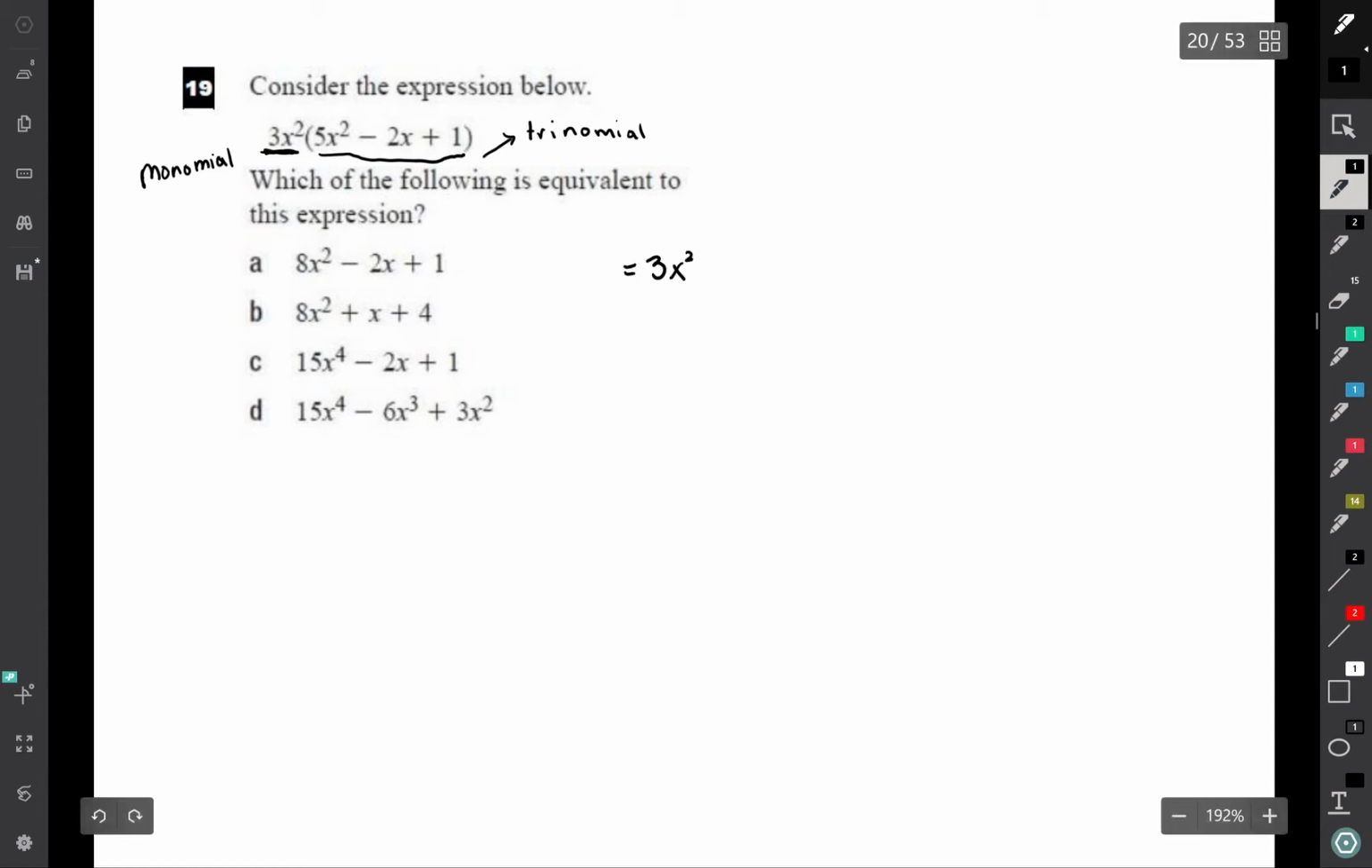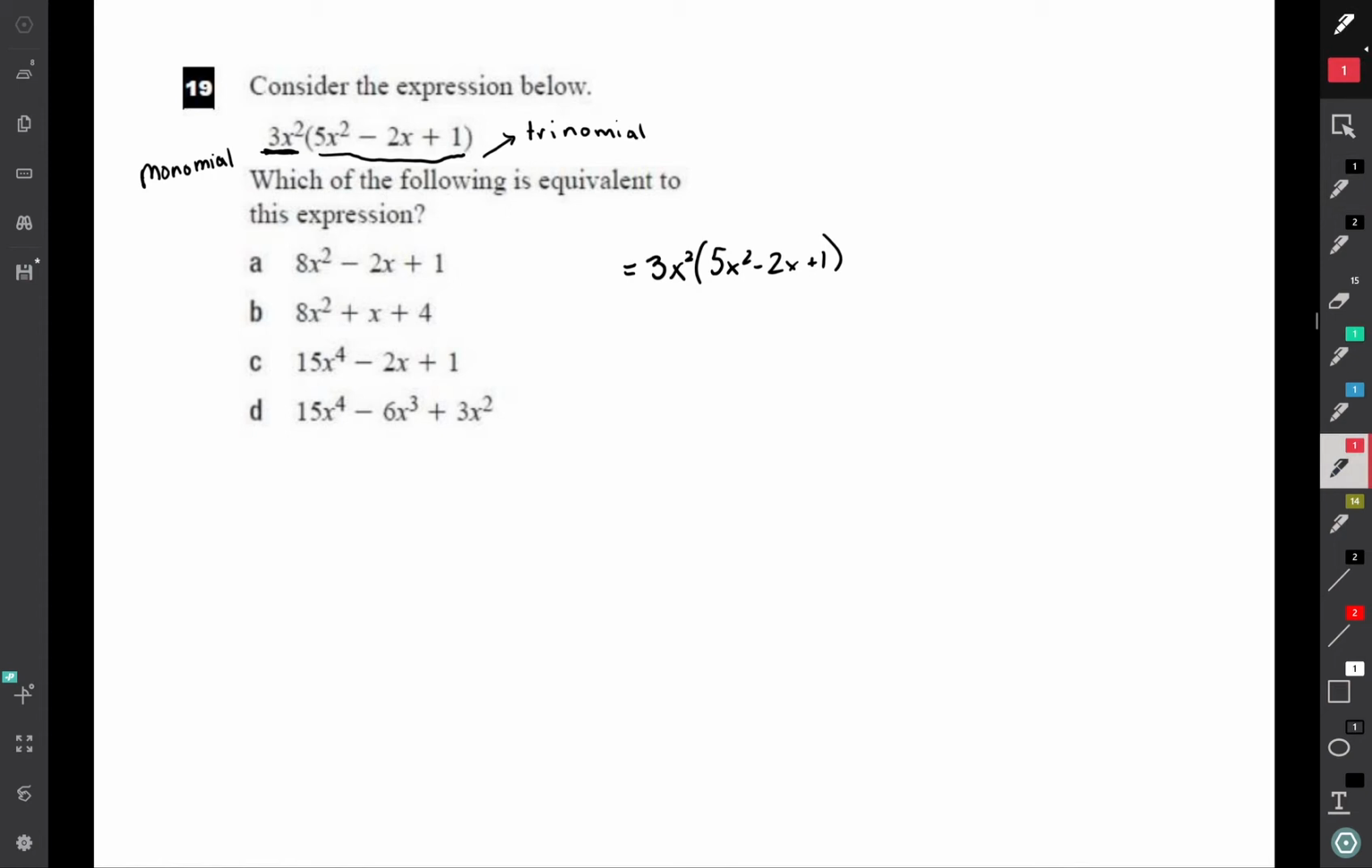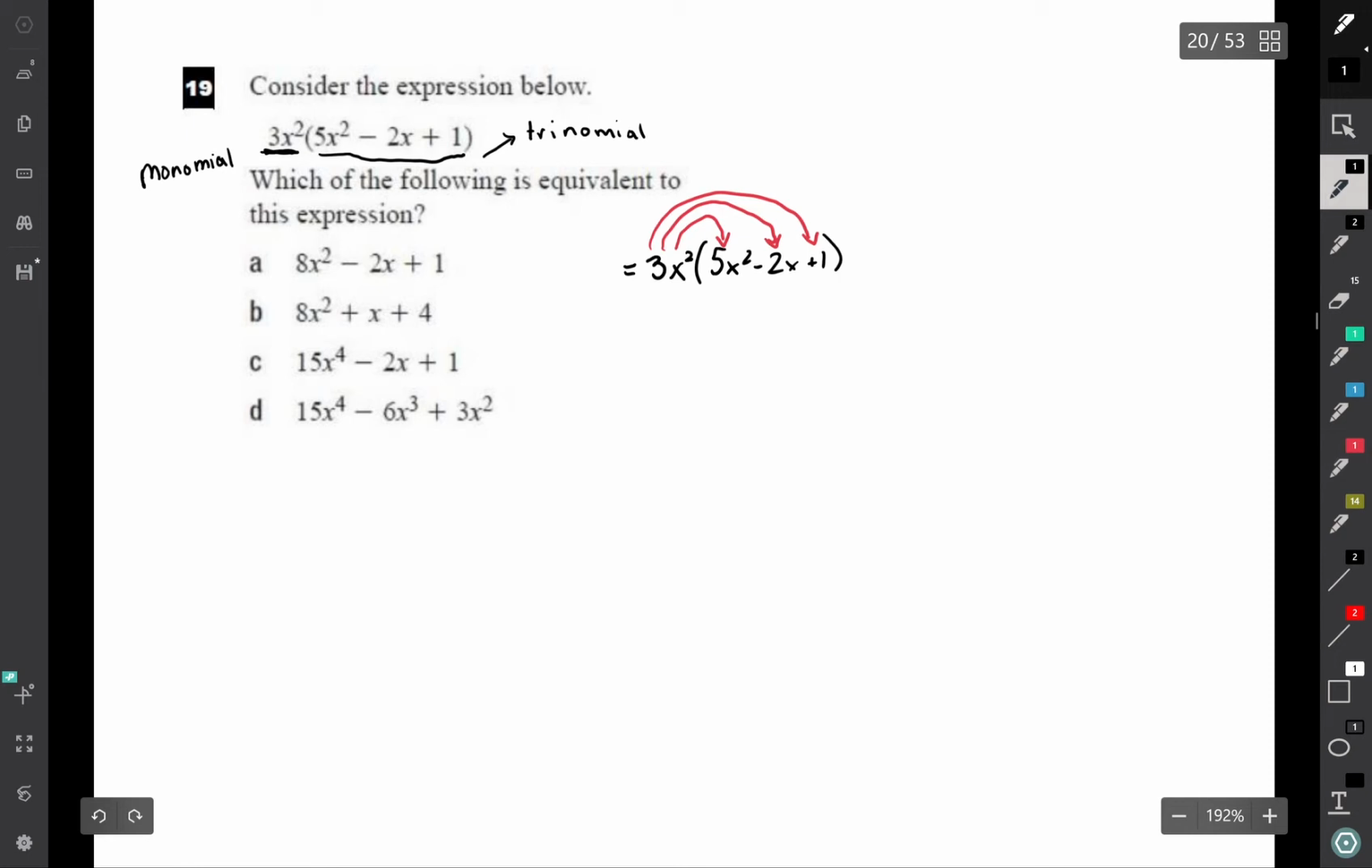3x squared, (5x squared minus 2x plus 1). So remember, whenever you have something in front of a bracket like that, remember it's multiplication we're doing. So you have to remember that you're multiplying each and every single term inside the bracket by that 3x squared. Okay? You have to multiply each and every term.